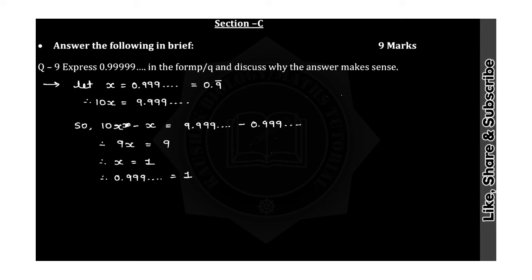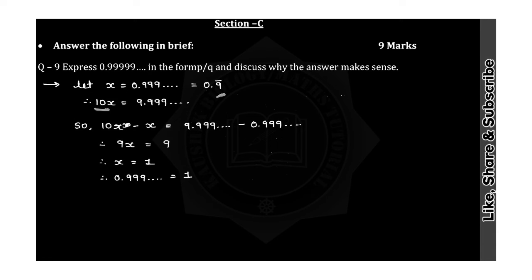Now here your decimal expansion is non-terminating but recurring. That means if you consider 0.999..., in your repeating unit only one digit is repeated. Only 9 is repeated in your repeating unit. So let x = 0.999..., and because only one digit is repeated, we have to multiply by 10 on both sides.